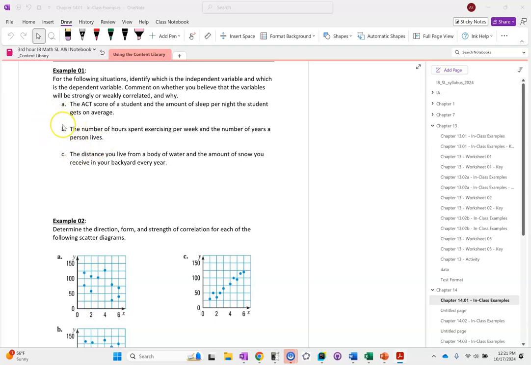Next one, hours spent exercising per week and the number of years you live. Which one is the independent and dependent?